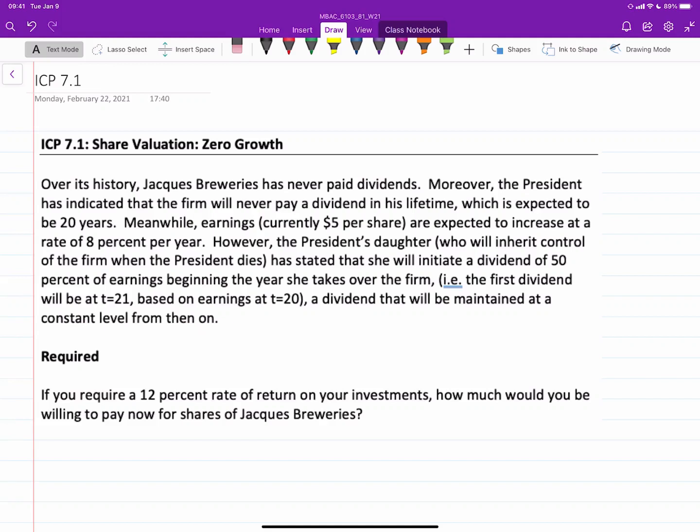Okay, so let's have a look at this in-class problem 7.1 share valuation question. I'm actually doing this in the OneNote notebook, so any of the work that I do will automatically be synchronized there for you as well.